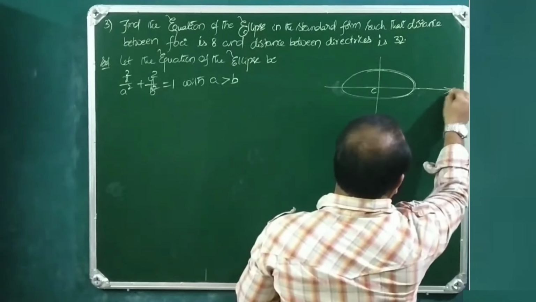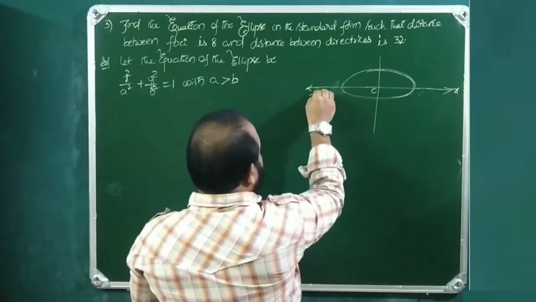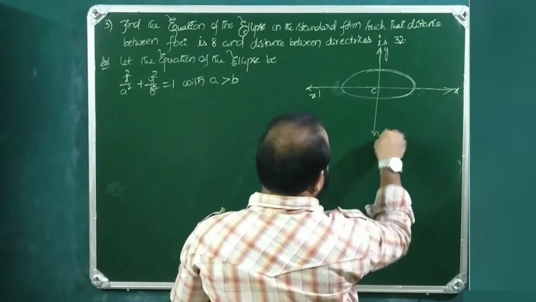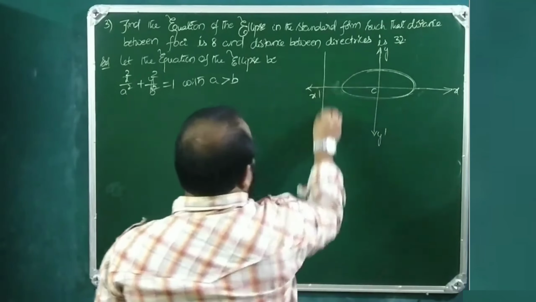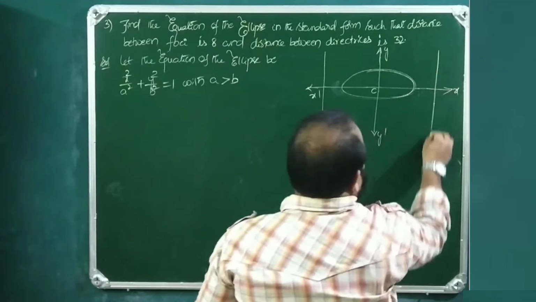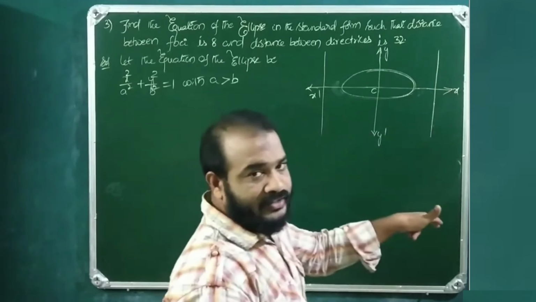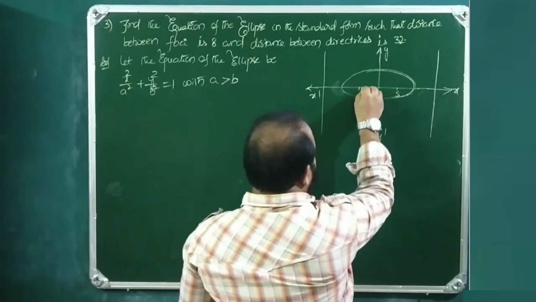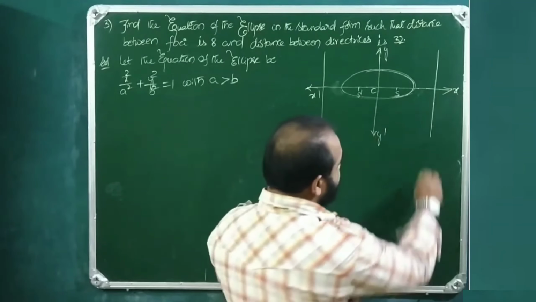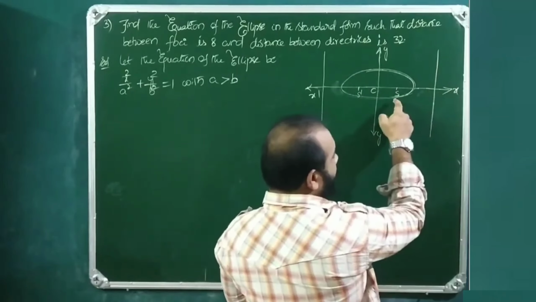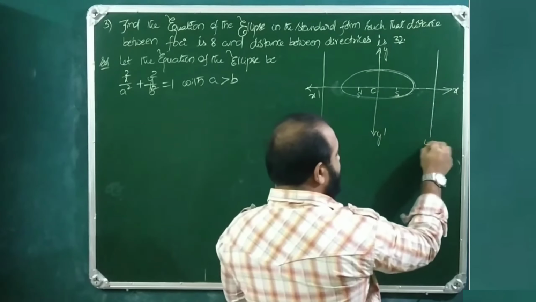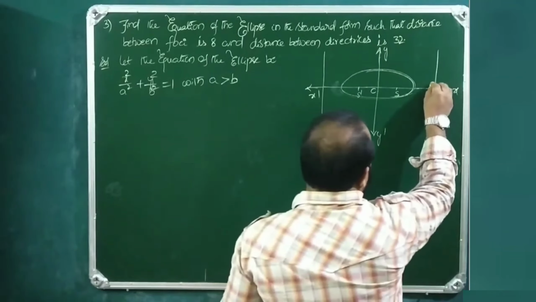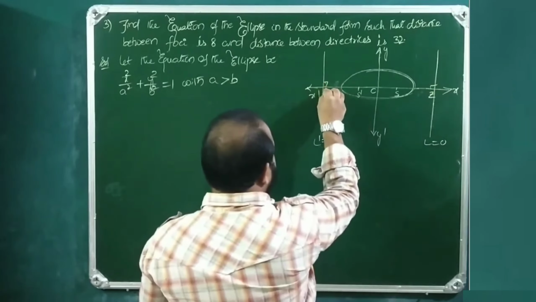This is the coordinate axis x dash. This is y dash. Now, these are the directrices. These directrices correspond to this fixed point and this fixed point. So this line is the directrix of this focus, which is L equals 0. This is L dash equals 0. And this is the foot of the directrices, Z dash.